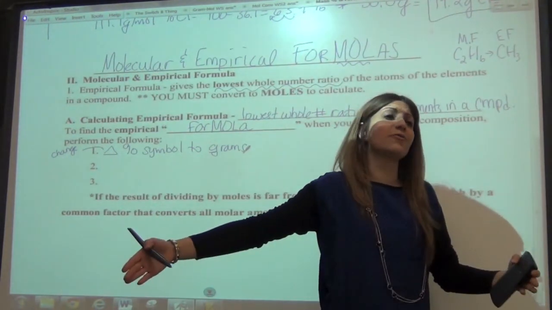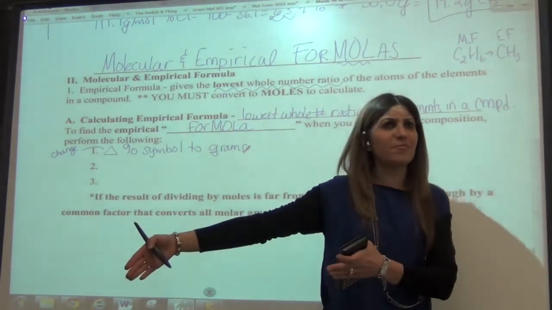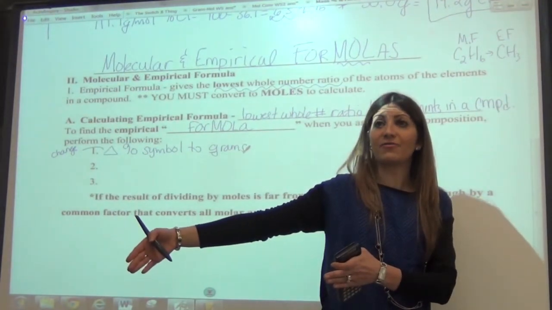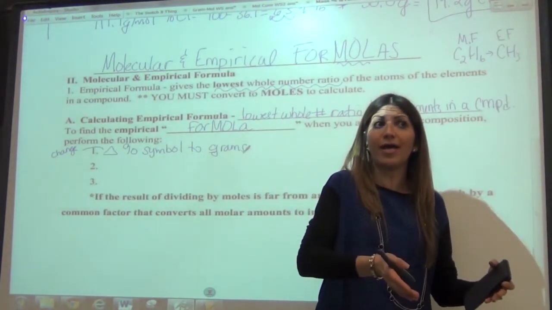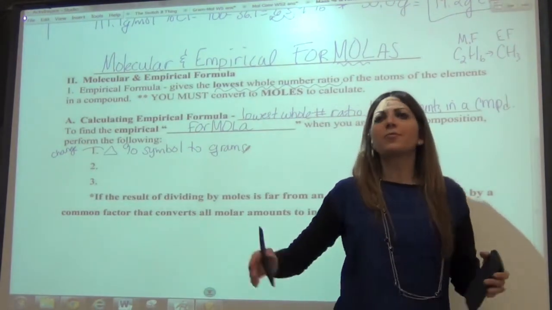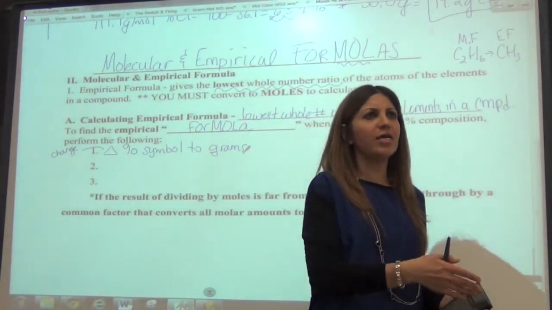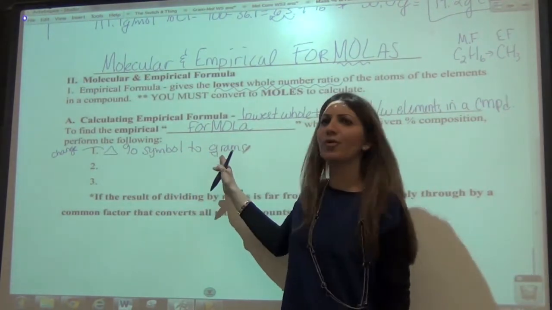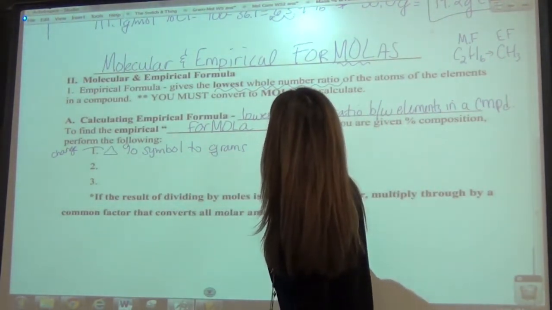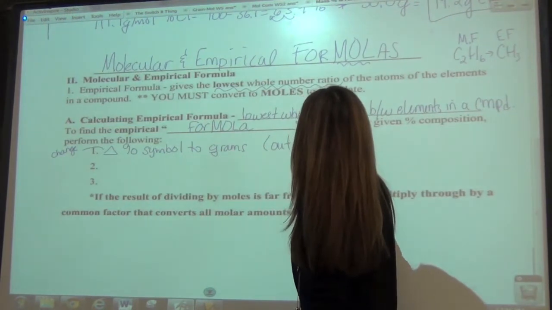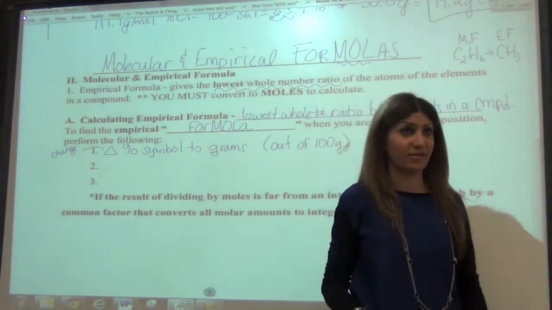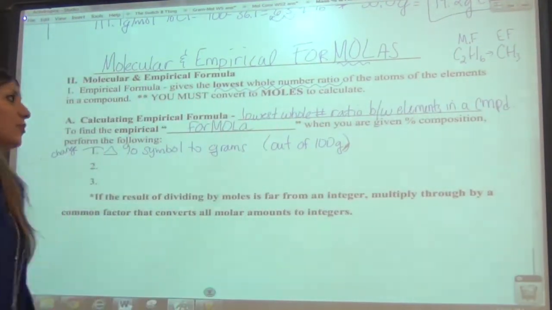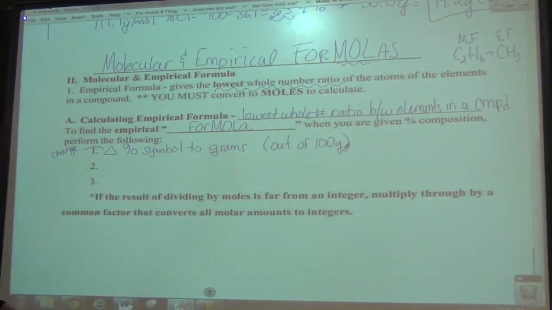If it were out of 100 grams, then 75% would be what? 75 grams. And 25% would be what? 25 grams. Since percents all add up to 100, it makes it really easy to just change our percent to grams. And in parentheses, I'm going to say it's basically out of 100 grams instead of out of 100%. Okay? So we're going to make it out of 100 grams instead of saying 100%.